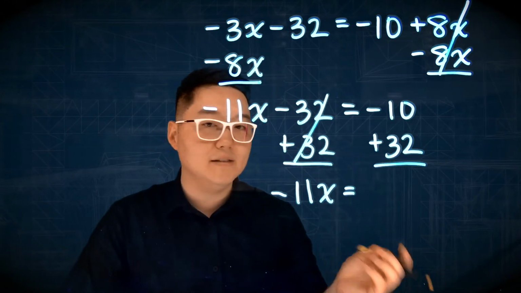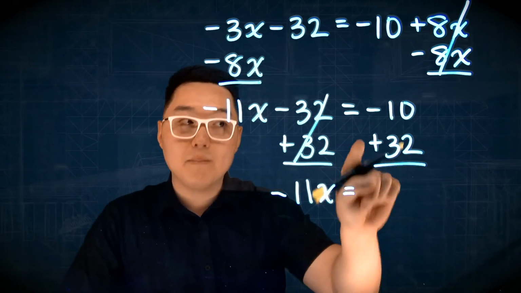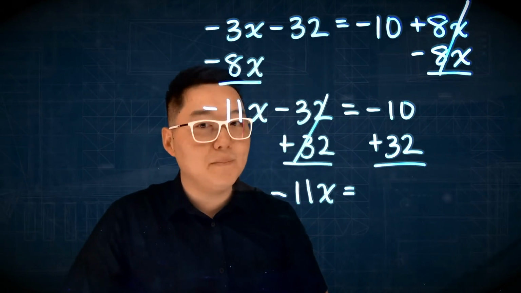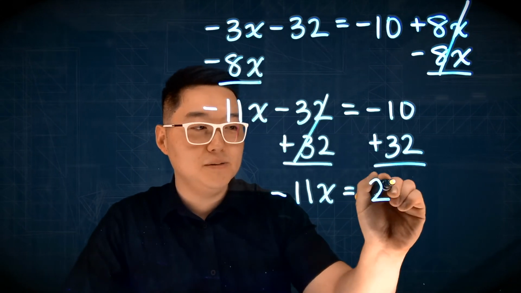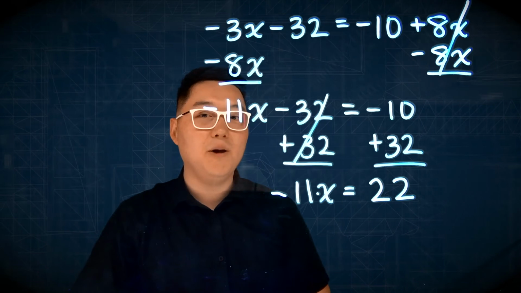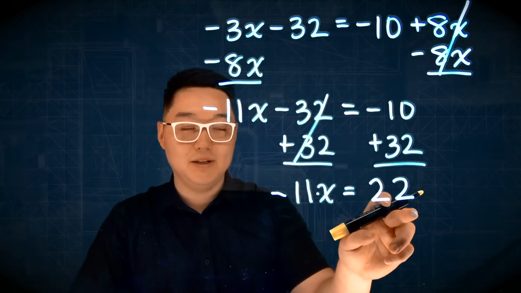So do I have more positives or do I have more negatives? In this example, I definitely have more positives. But how many more positives do I have left? I have positive 22 left. Okay, so now we have negative 11 times x equals 22.